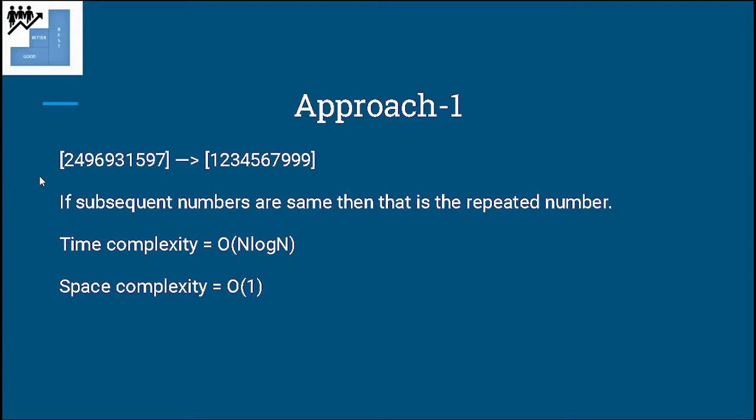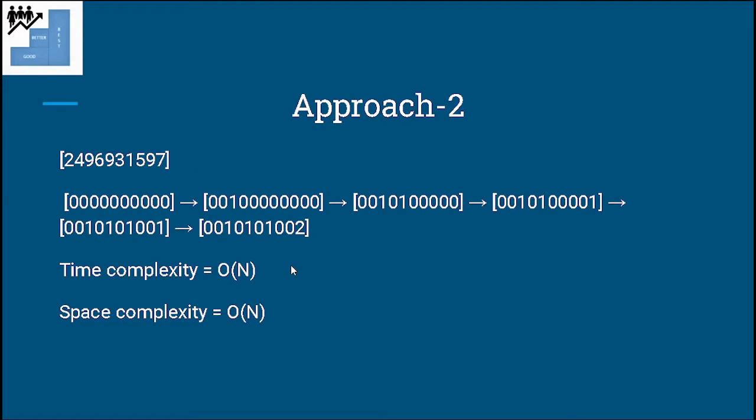The first approach is to sort the array and then traverse the array, and if the subsequent elements are found to be the same, then that is the repeated number. But sorting of the array is done in O of n log n time complexity. So we can have a better solution than this. Let's see the second approach.